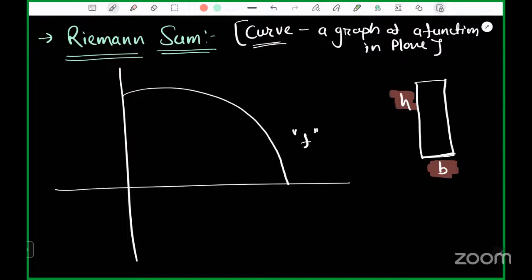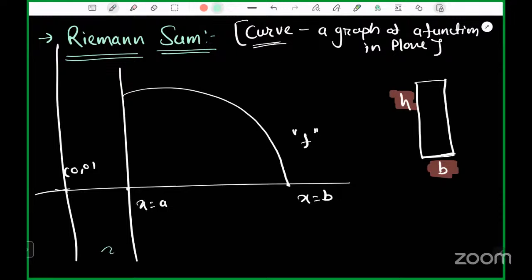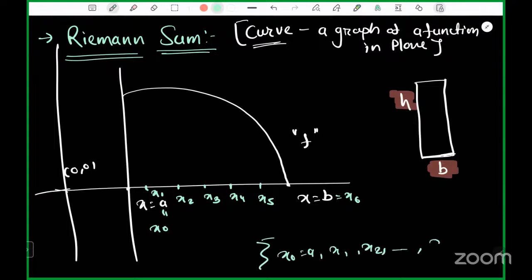So for width, what will I do? Suppose here we are starting with 0, but you can start with any number. For the time being, assume this is your origin (0, 0), and here we have a point a. Suppose this is x equals a, and this is x equals b. I'll introduce some points in between x equals a and x equals b. Let's name them x1, x2, x3, x4, x5. For the time being, suppose I have introduced 6 points, so I have this set of points x0, which is equal to a, x1, x2, up to x6, which is equal to b.